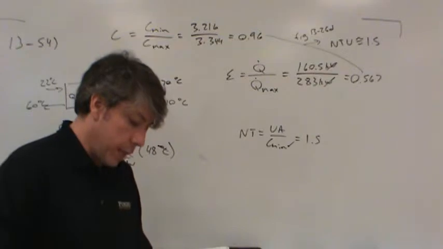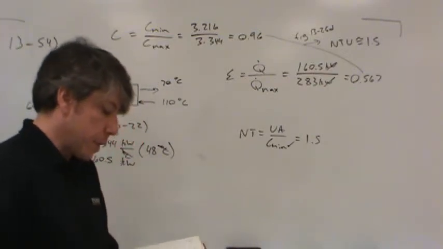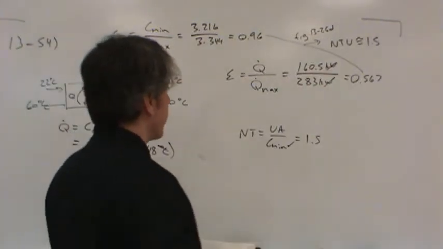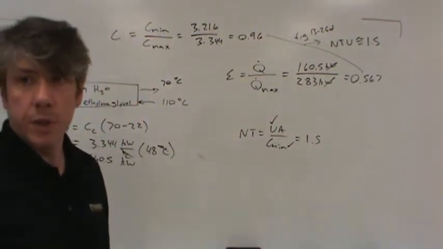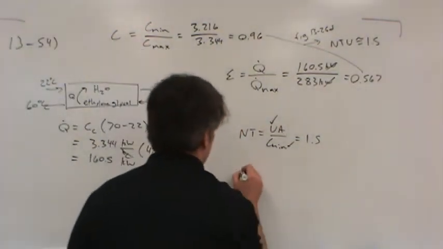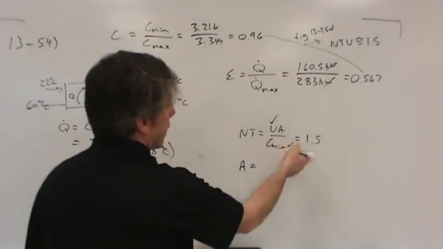If the overall heat transfer coefficient based on the tube side is 280 watts per square meter per degree Celsius, so we've already got U. The question is now, what's A? How much surface area do we need in a heat exchanger? So we can calculate. All I'm going to do is rearrange this equation.